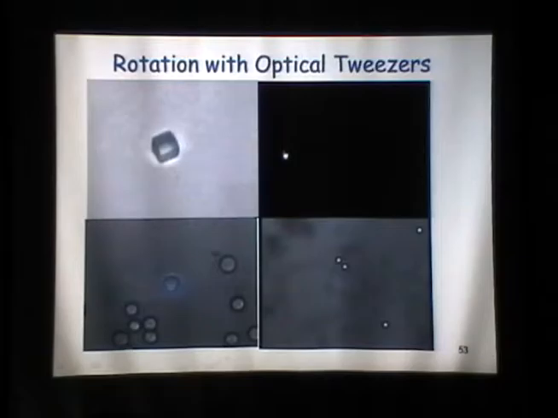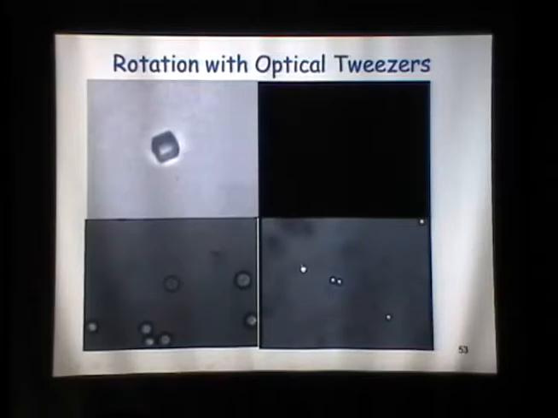And here, I'm using circularly polarized light, and I have a particle which is birefringent, and it's being rotated in the beam. And here, and I'll tell you a little bit about everything of that sort, I have a laser beam which has orbital angular momentum and an elongated particle. You can see it's a dumbbell, basically, and I can rotate it pretty fast. So these are all different methods for rotation.